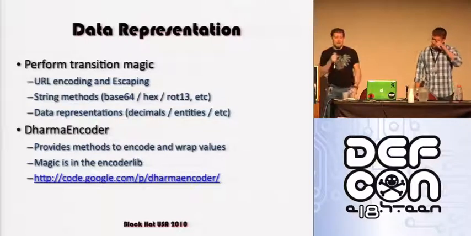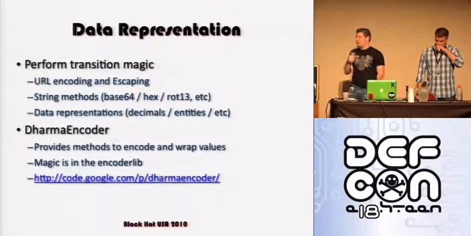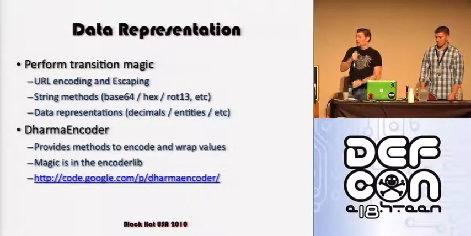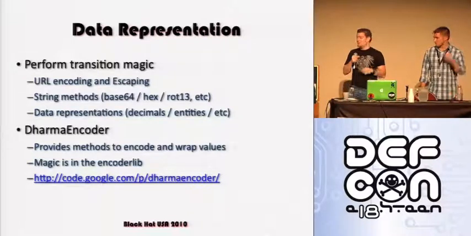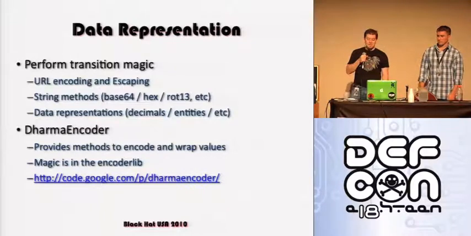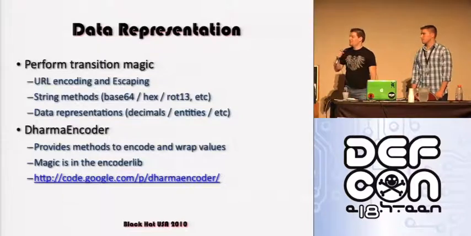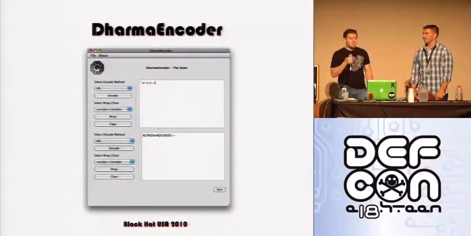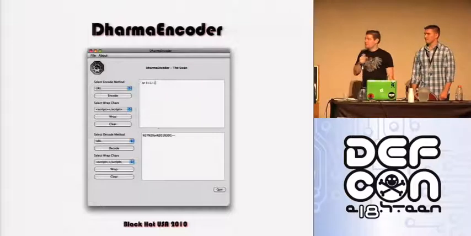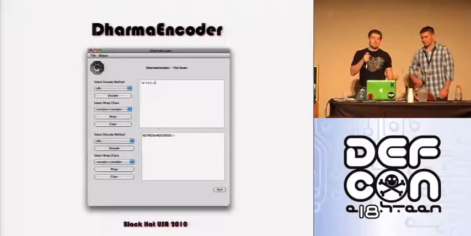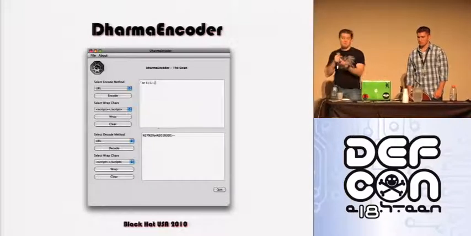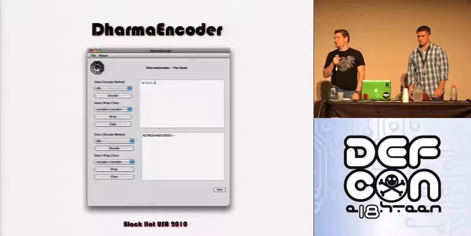Just because I like having a standalone encoder when I'm doing assessments, I wrote this tool called Dharma Encoder, and the magic of Dharma Encoder is in the encoder lib, as you would imagine. It's open source, you can download it, and you can see all the different data representations there. On the next page is a screenshot, and all you have to do is choose which method you want to encode to, and you can also wrap it in script tags. There are probably bugs in it, so let me know so I can fix them, or if there are features you would like, let me know and I'll get those added.